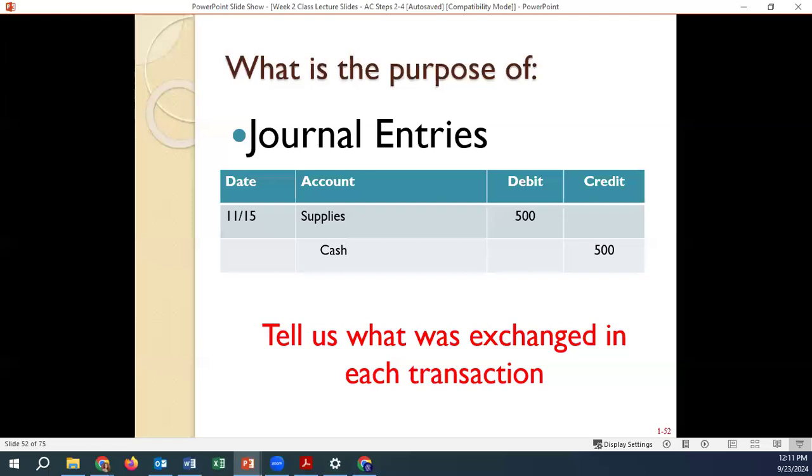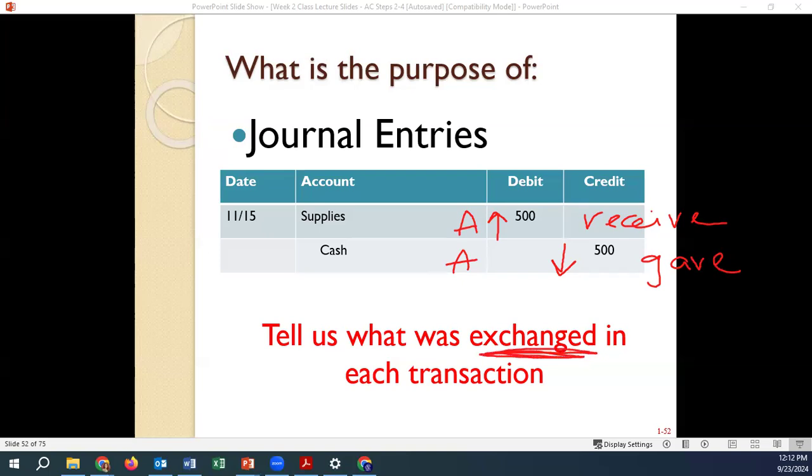So for example, if you look at this transaction here, or this journal entry, we see supplies. Well, they're an asset, and that asset is debited, which means our asset is going up, which means we received supplies. Then we look at the other side of the entry. It says cash is credited. Okay, so cash is an asset, and that asset is credited, which means it's going down. Well, that means we gave cash. So that tells us, again, what was exchanged in the transaction. We gave cash, and in exchange, we received supplies.